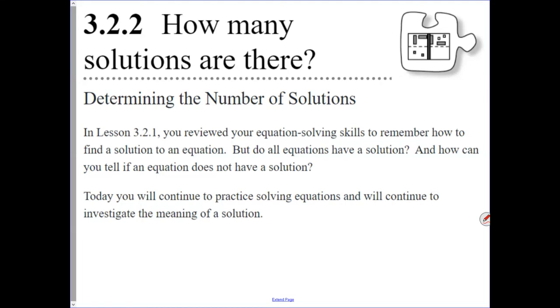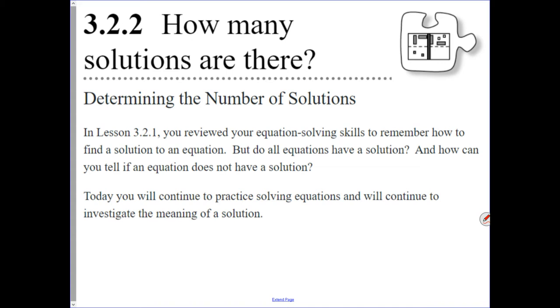All right, so lesson 322, how many solutions are there? Determining the number of solutions. Now, this is actually a pretty short part that we're doing today. This video shouldn't be too long, but I want you to make sure that you're taking notes and you're going to practice some problems on your own.